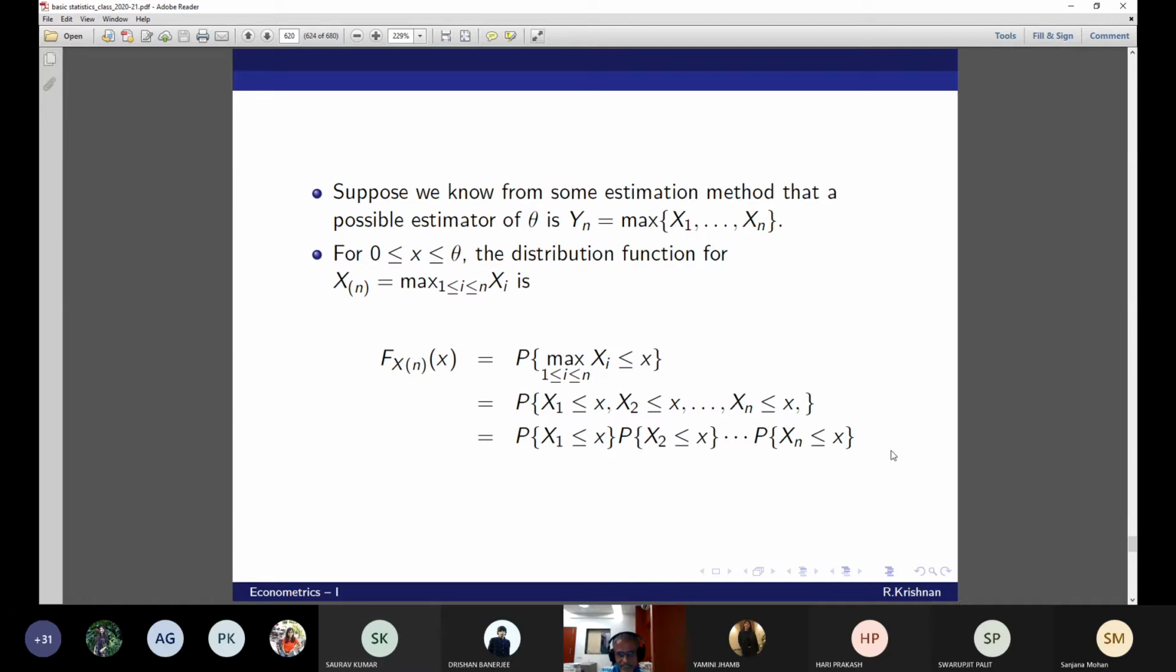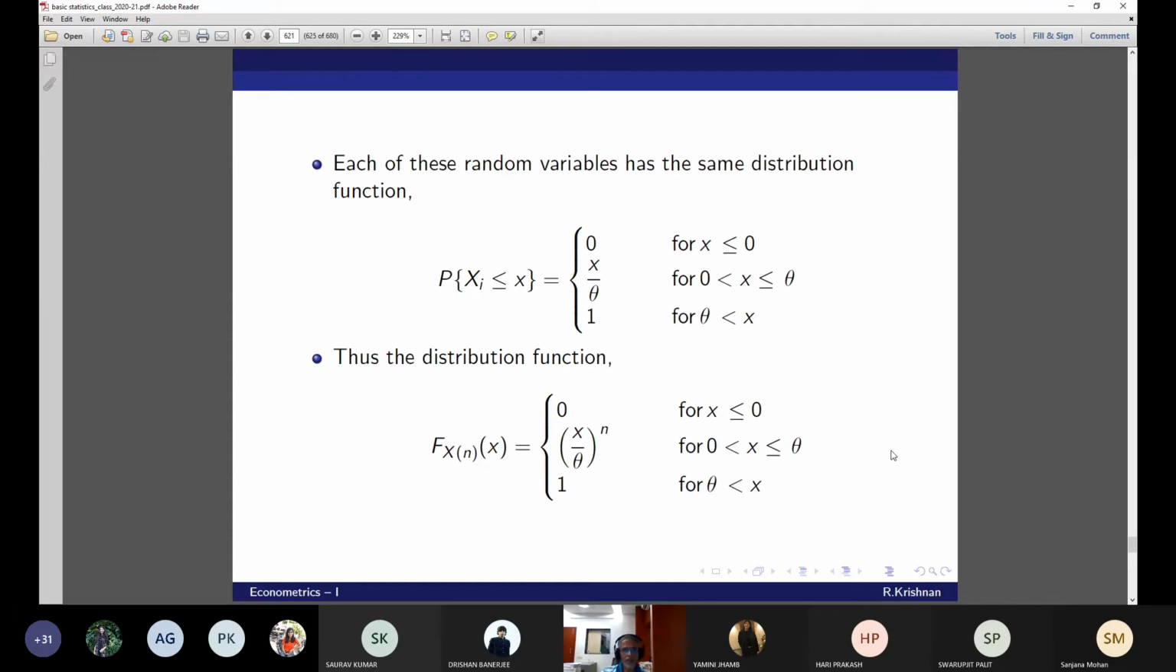Can we go to the next slide? Each of these random variables has the same distribution function, x by theta. So the distribution function is F_{Xn}(x), which is 0 for x less than or equal to 0, (x by theta) to the power n for x between 0 and theta, and 1 for x greater than theta. The usual stuff.